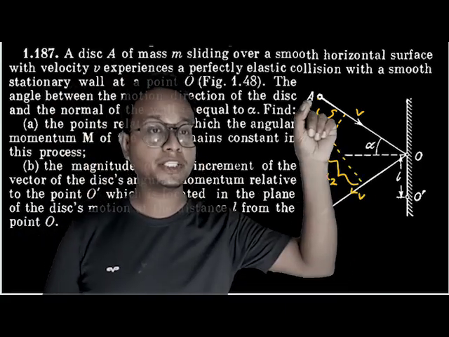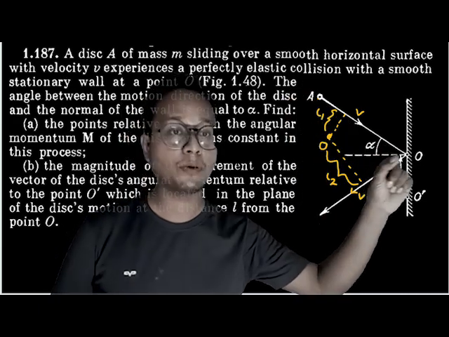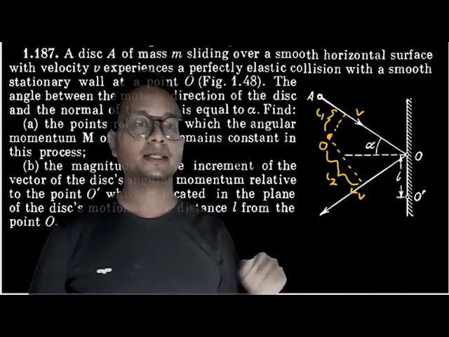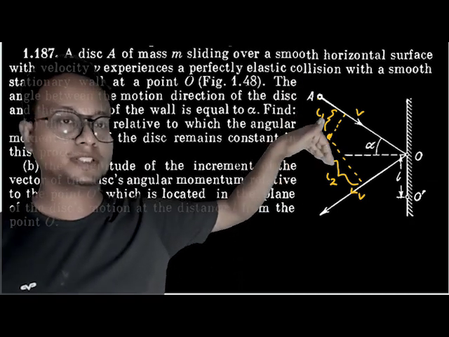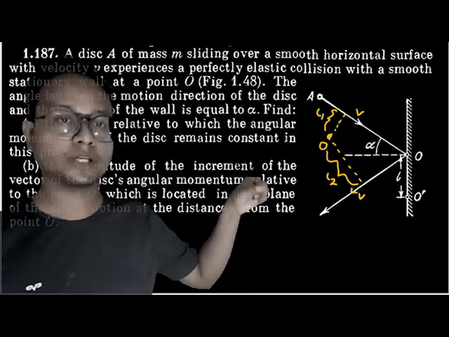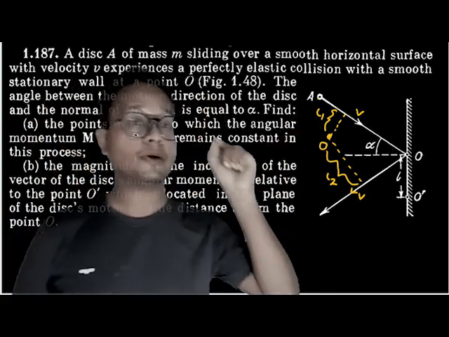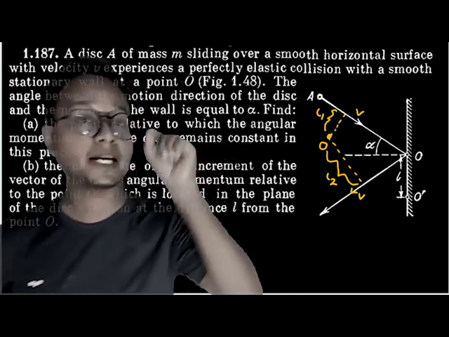So I have to find a point in space through which the angular momentum before collision and the angular momentum after collision is the same. Before and after collision, the direction of angular momentum will be the same: R1 cross v, R2 cross v, both are in the same direction. I have to find out at which origin the magnitude of angular momentum is the same.